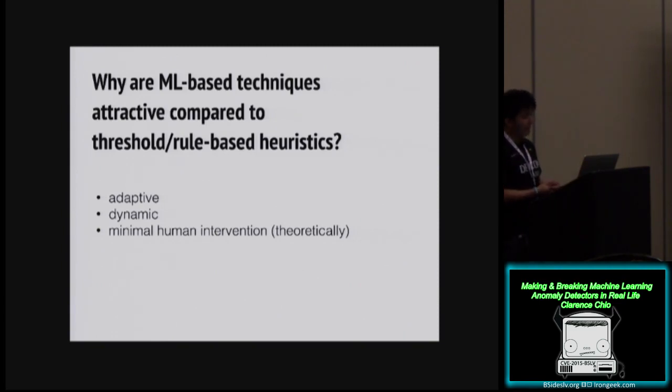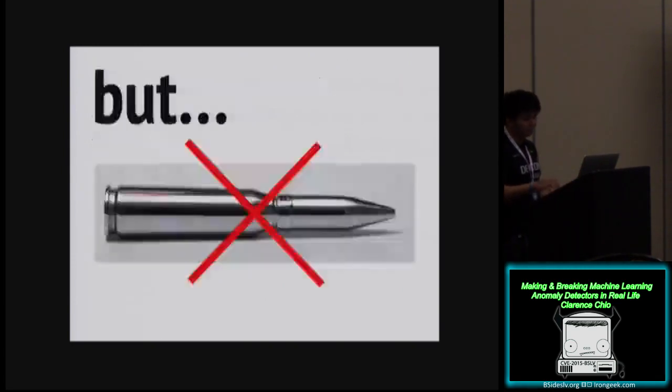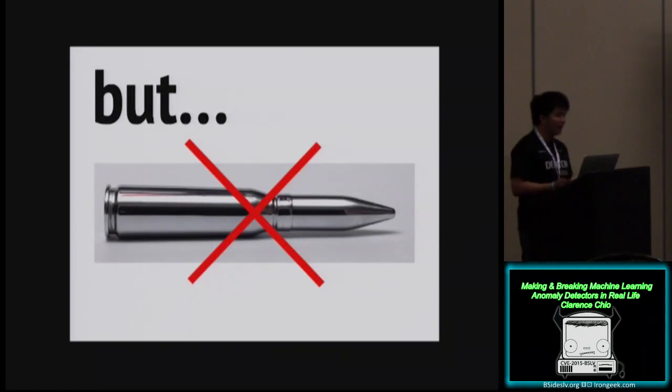Machine learning techniques also require minimal human intervention, theoretically. That's at least the goal. But we'll see whether this actually holds or not, given the challenges that we face in this area, especially in the security field. So of course, machine learning is not a silver bullet. Many people who have read about machine learning online or have heard a lot of people talking about it seem to think that it's this magical black box that can tell you when something is going right or going wrong.